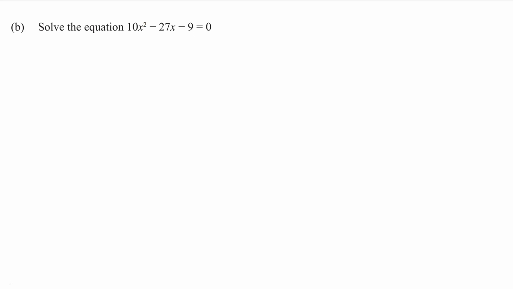But anyway, how do we go about solving this? The first step we have to do is take the 10 times -9. So we're going to rewrite this as -90. And we're looking for two numbers that multiply to -90 and add up to -27.